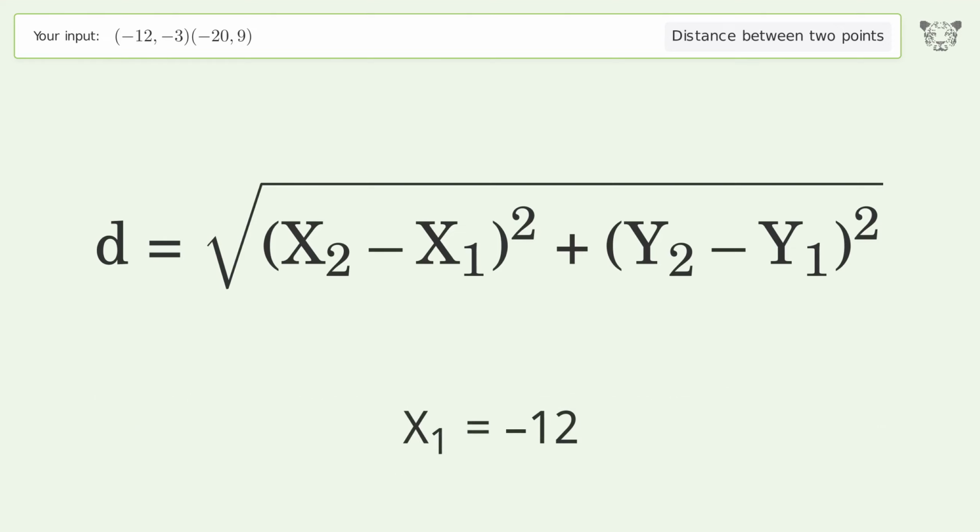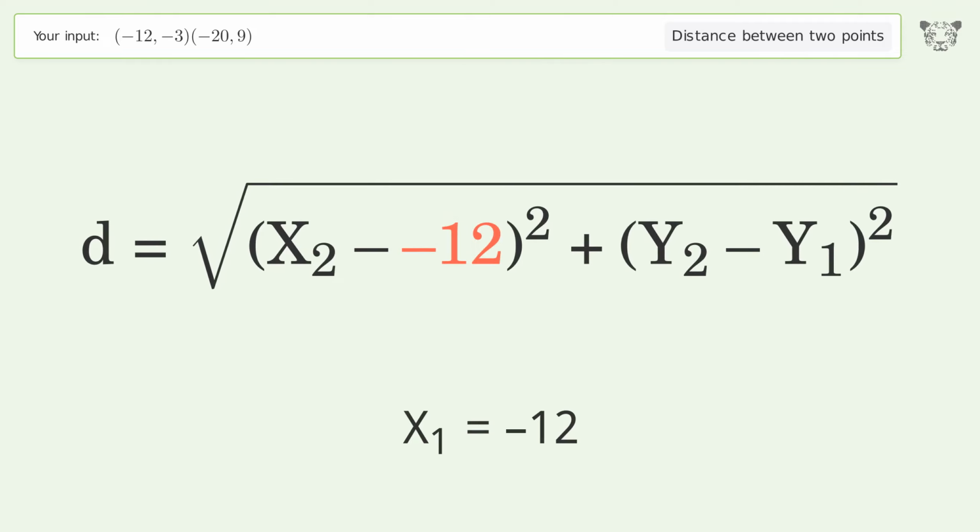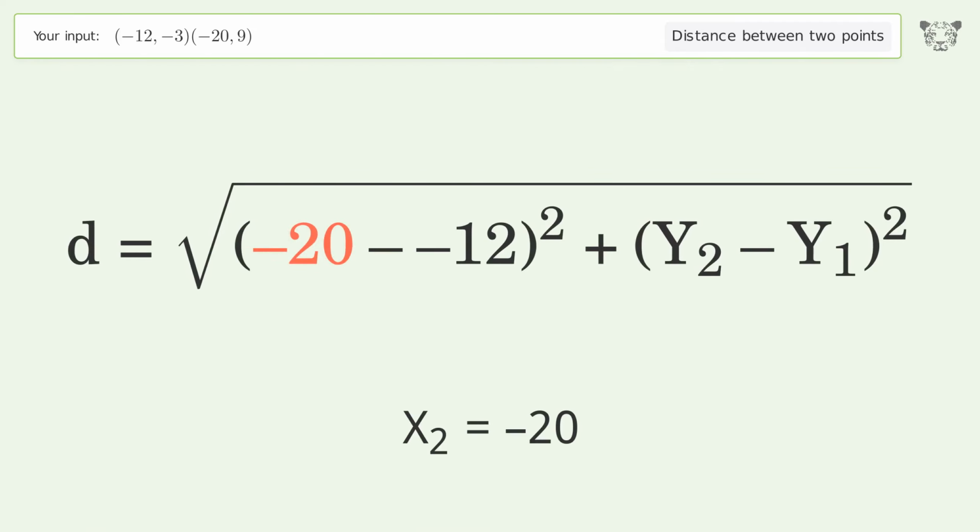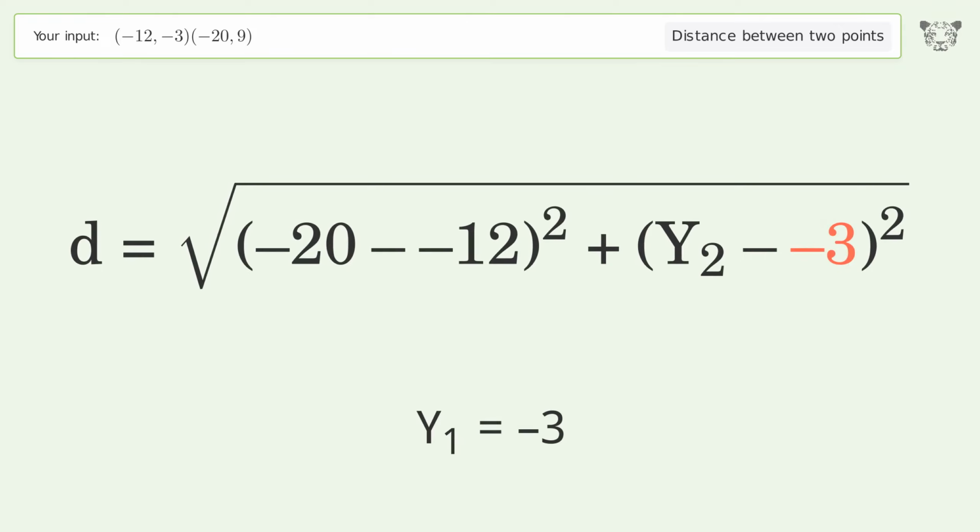x1 equals -12. x2 equals -20. y1 equals -3. y2 equals 9.